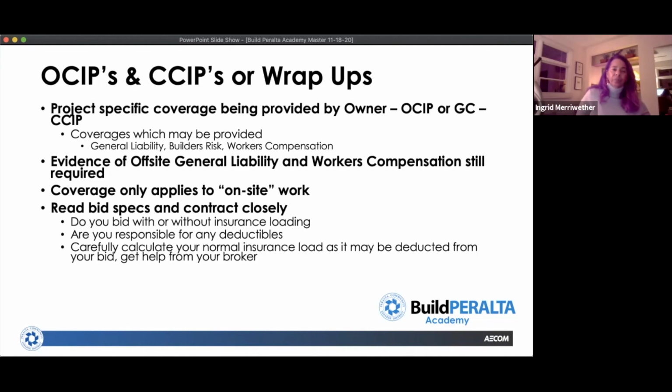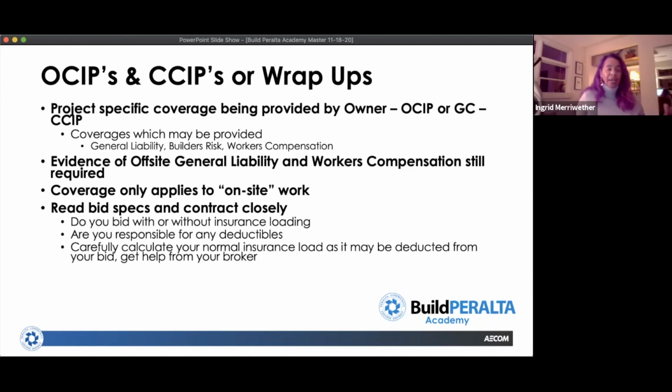Okay. So we're getting close to the end, and I just want to spend a minute to talk about OCIPs and CCIPs. So on larger projects, usually the threshold is $100 million or more. So the Build Peralta program will definitely have projects of that size, and it's possible that they will elect to either put in place an OCIP or a CCIP. An OCIP stands for an owner-controlled insurance program, and a CCIP stands for a contractor-controlled insurance program. They are essentially the same concept.